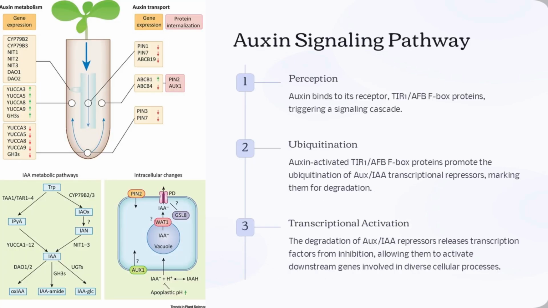The auxin signaling pathway is a crucial mechanism that allows plants to respond to this important phytohormone. It begins with auxin binding to its receptor, the TIR1/AFB F-box proteins, which triggers a signaling cascade. This leads to the ubiquitination and subsequent degradation of AUX/IAA transcriptional repressors. With the AUX/IAA repressors removed, transcription factors are released from inhibition and can activate downstream genes involved in diverse cellular processes. Understanding this pathway is key to unraveling how plants sense and respond to auxin signals.